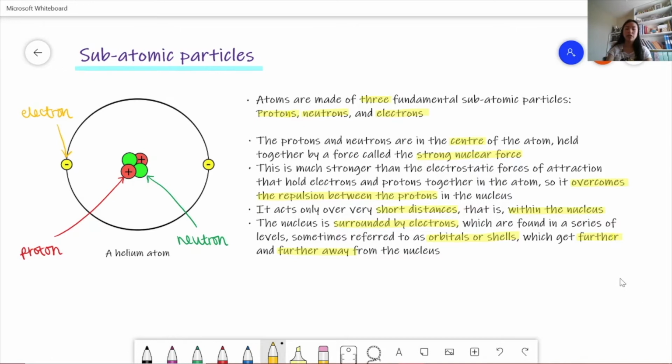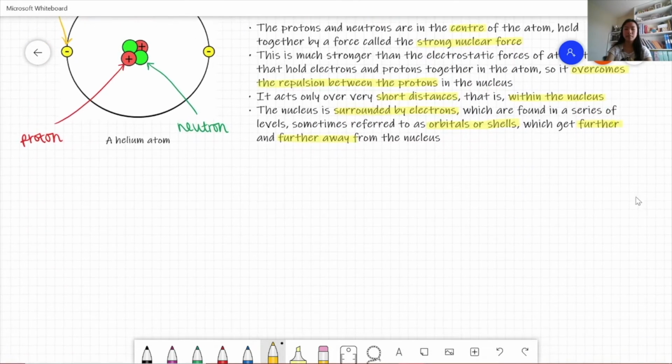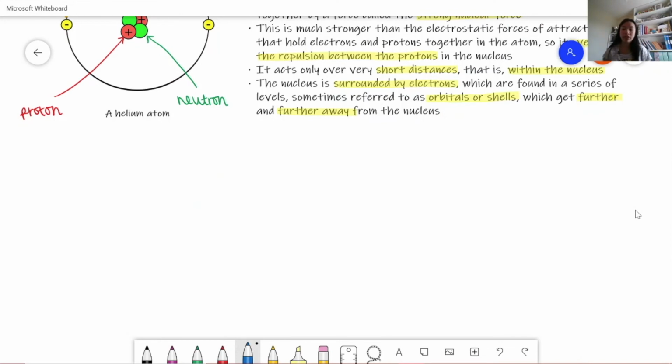Now we also need to look at all their relative charges and masses. So we need to know their relative charges and also their relative masses. And so here we have the subatomic particle.